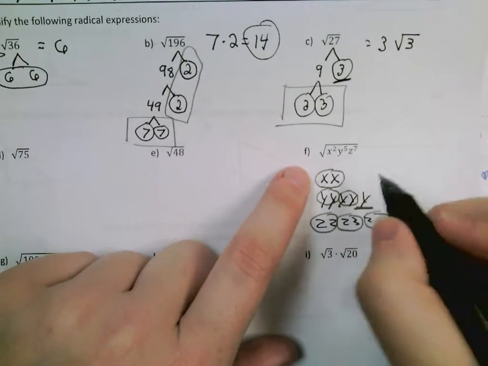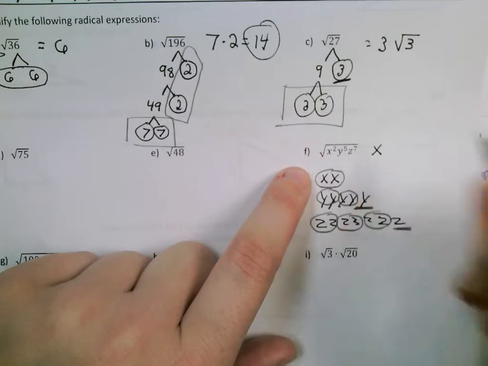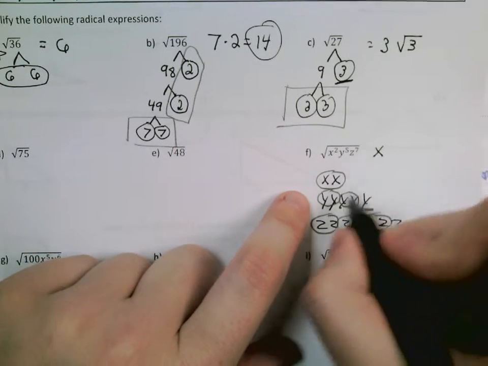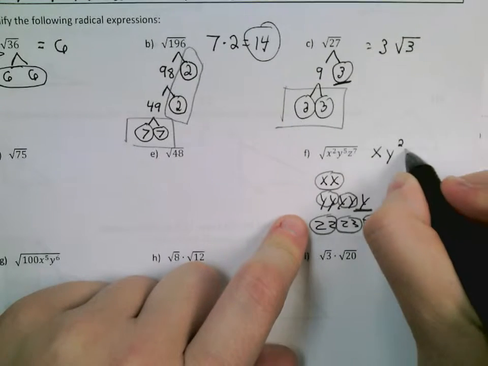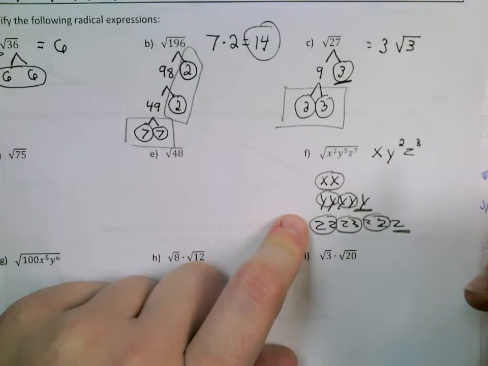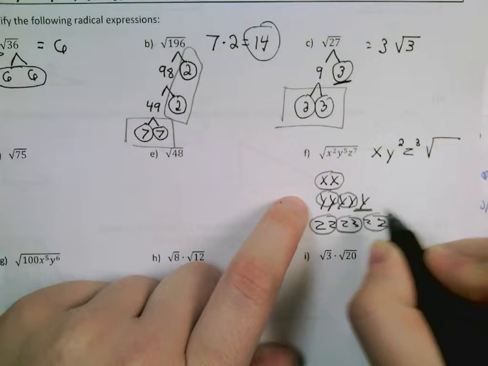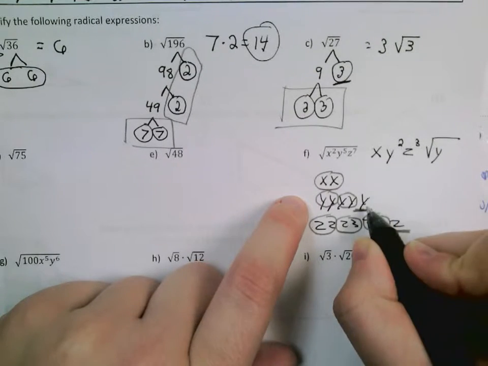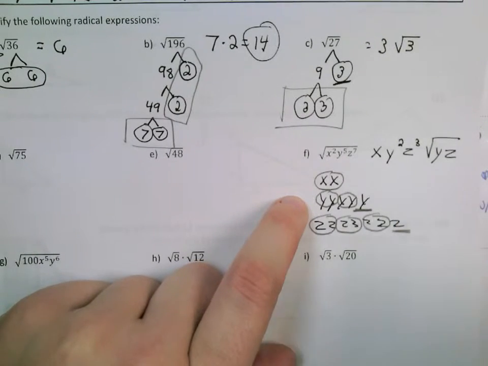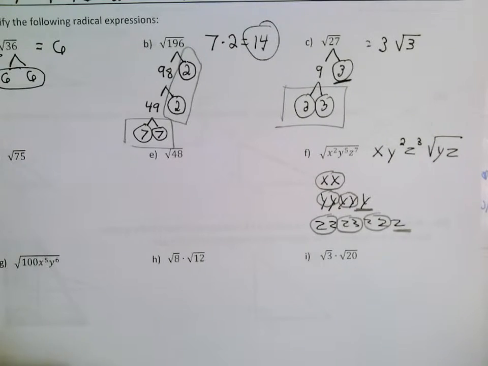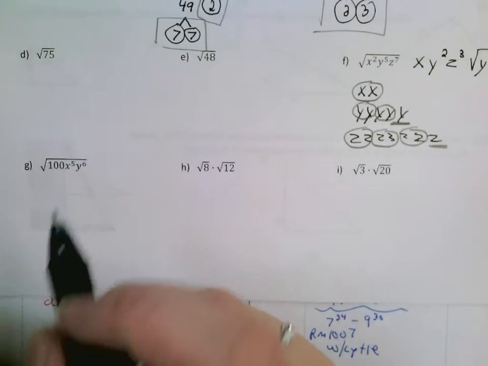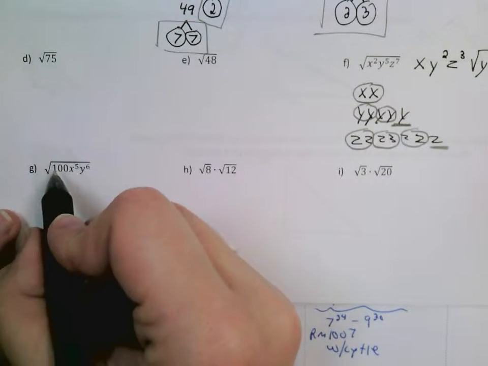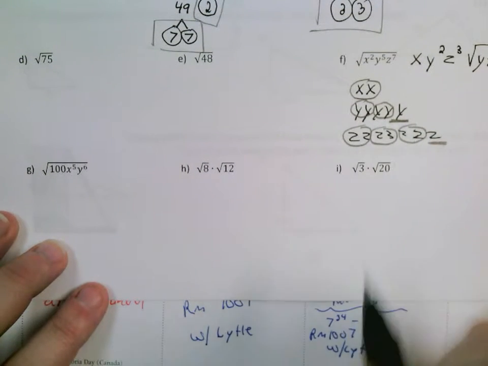So when I go through, I had 1 pair of x's, so I can take 1 x out. I had 2 pairs of y's, so I need a y2. And I had 3 pairs of z's, so I need a z3. Then going back and saying who did not have a pair, this y did not have a pair, and this z did not have a pair, so they have to stay in the house. Now sometimes you're going to have both numbers and variables in one. Don't worry, deal with the number first, then do exactly what we talked about with the variables over here.